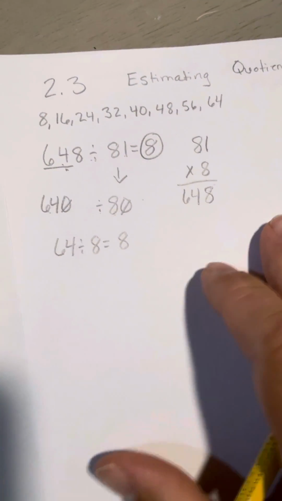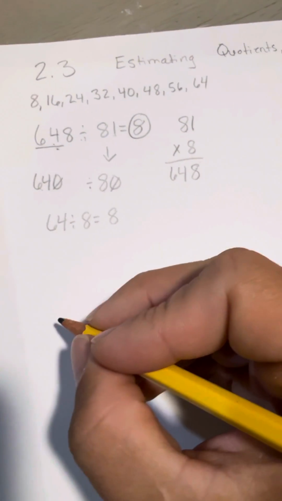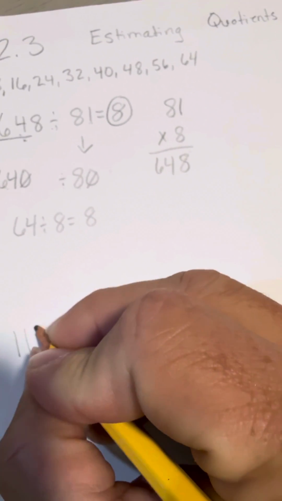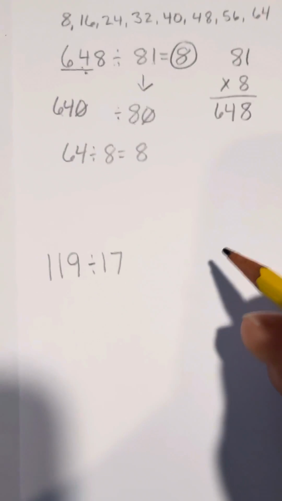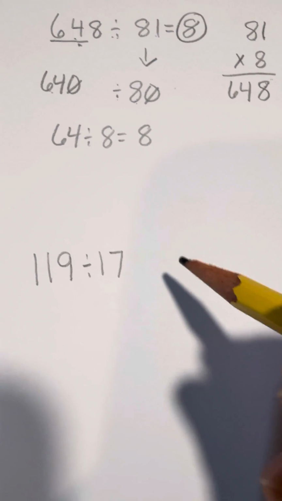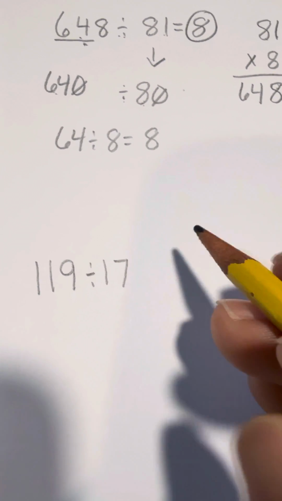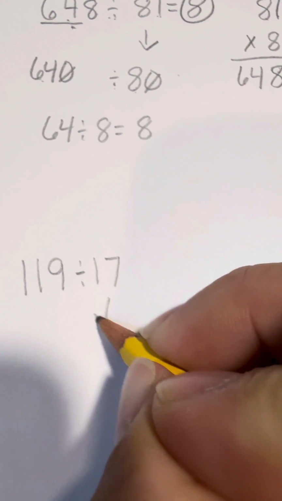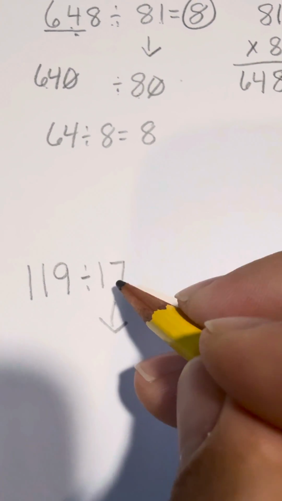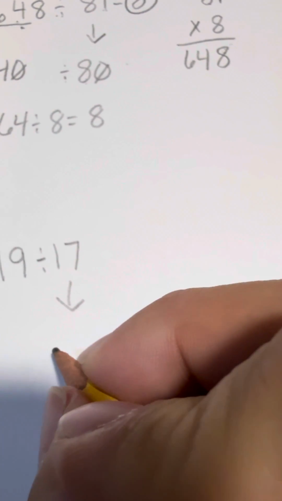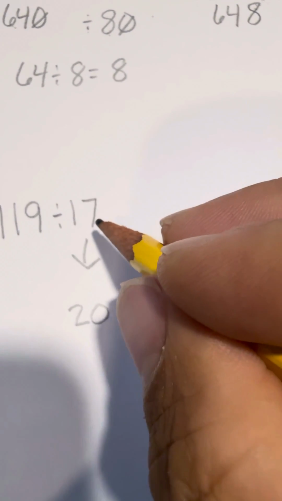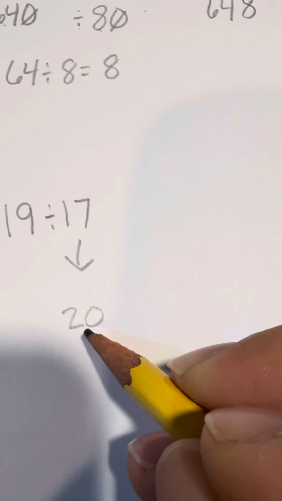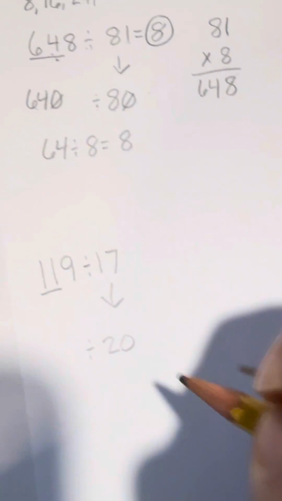Okay. So now what we could do is look at another problem, and I'm going to do 119 divided by 17. We are going to do the same exact steps. 17 is the number I'm going to look at first. It's my divisor. I want to change 17 to a number that's close to 17 that makes this easy. So I'm going to pick 20. 20 is close to 17, and 20 is also an easy number for me to work with. I'm then going to underline the first two digits.